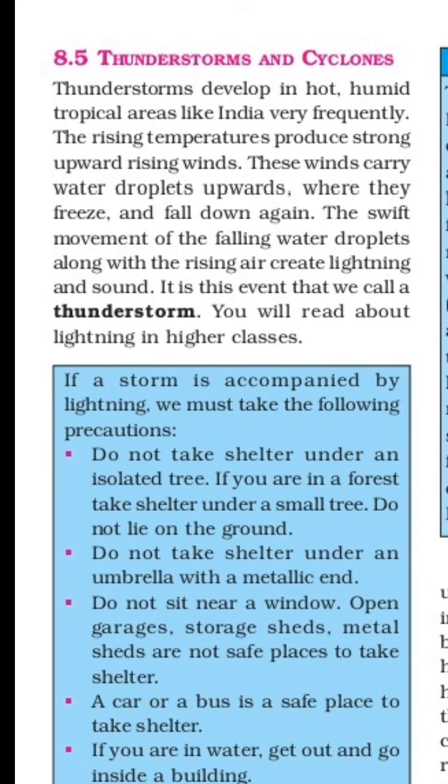water droplets upwards, where they freeze and fall down again. We are aware of the water cycle. The swift movement of falling water droplets along with the rising air creates lightning and sound. This is the event that we call thunderstorm, and we will learn about the lightning process in higher classes.